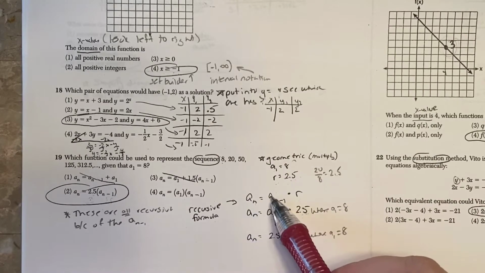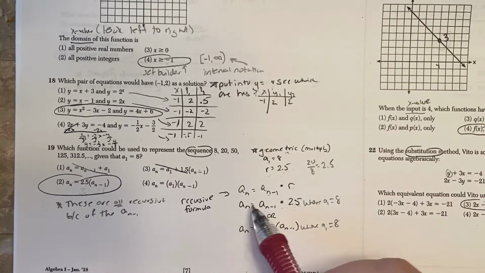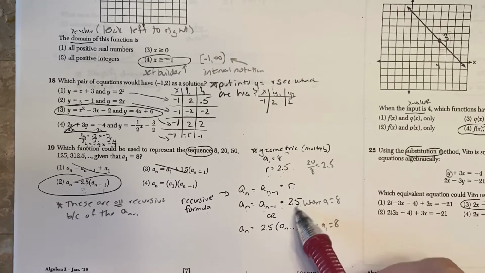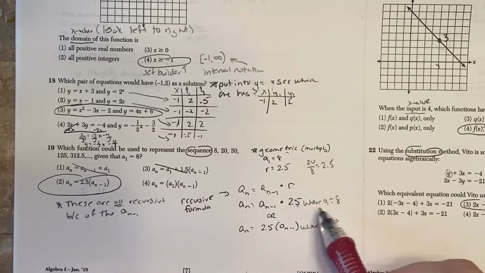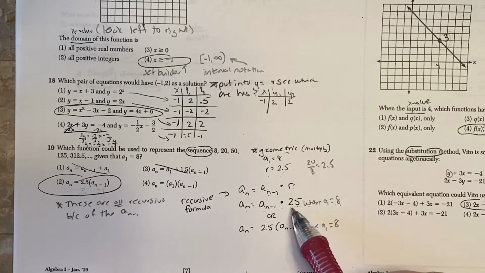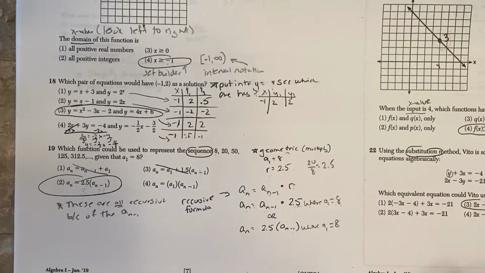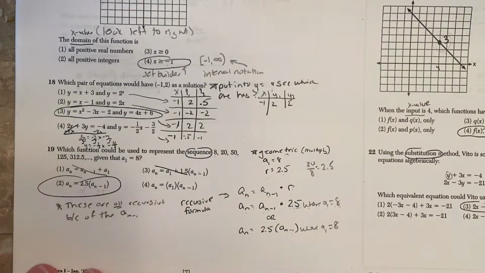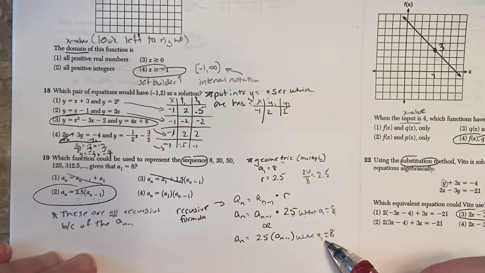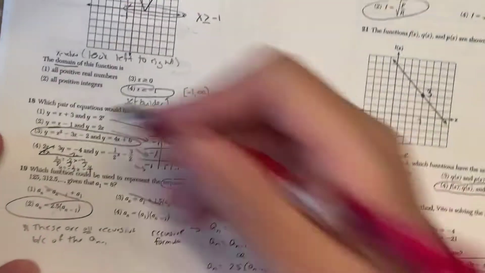So we have a sub n equals a sub n minus 1 times r. You would have to memorize that formula on the Regents. A sub n equals a sub n minus 1 times 2.5. So 2.5 was your r. And then don't forget to say where a sub 1 equals 8. And in this one, all they do is reverse the order, which is totally fine. Multiplication is commutative. So reverse the order and you get the same exact thing basically: 2.5 times a sub n minus 1, and a sub 1 is 8, so that is choice 2. All right, moving on.